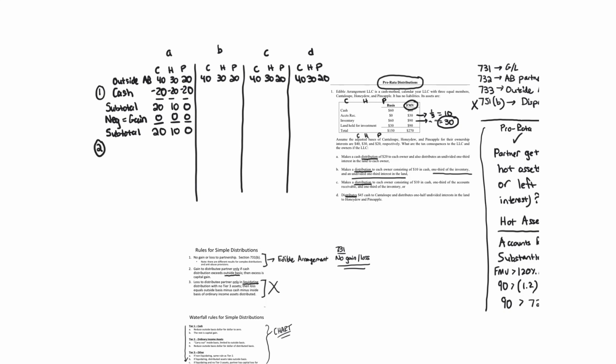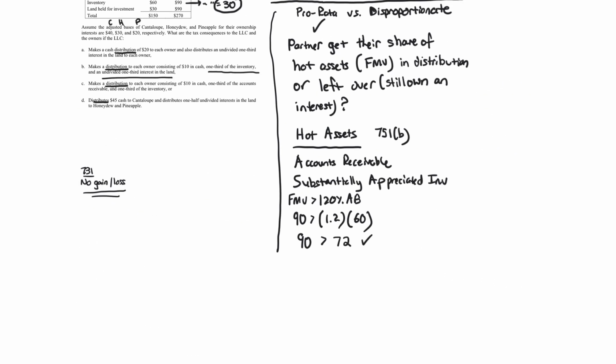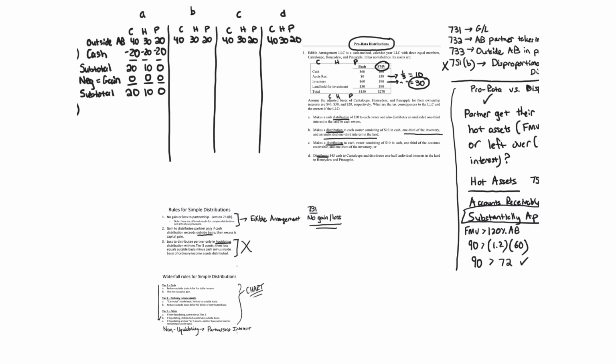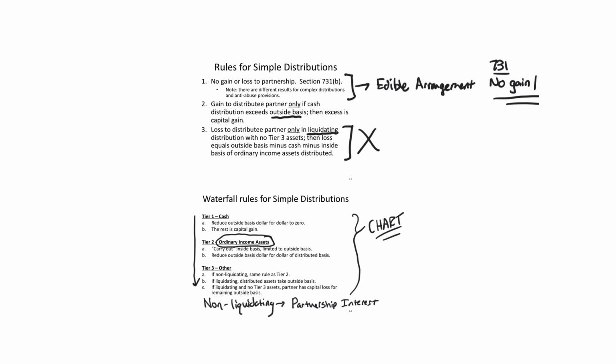Now we go to tier 2. Tier 2 are the hot assets. Now, this is where you've got to be careful. For our pro rata disproportionate distribution calculation, the inventory only applied if it was substantially appreciated inventory. For tier 2 analysis, it's all ordinary income assets and ordinary loss assets. That's all inventory. So that's where you can have this discrepancy. You've got to be really careful there.